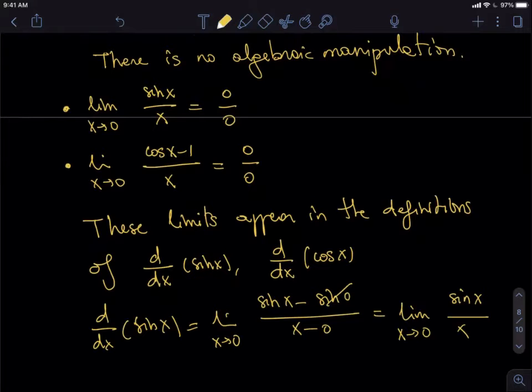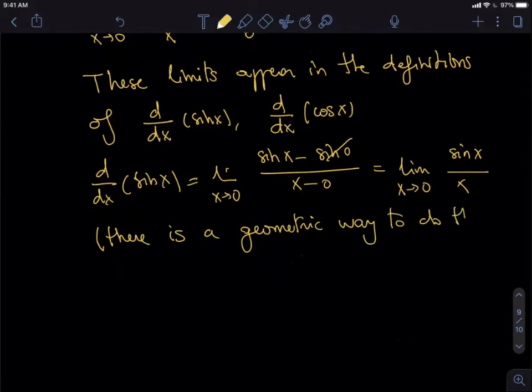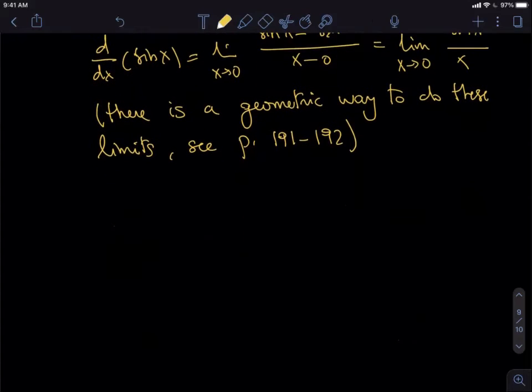Now, these limits can be done geometrically. There is a geometric way to do these limits. You can see that in the book, see pages 199, 192. But the way we are going to learn is called L'Hopital's rule. And actually, we will be able to solve many indeterminations that way.